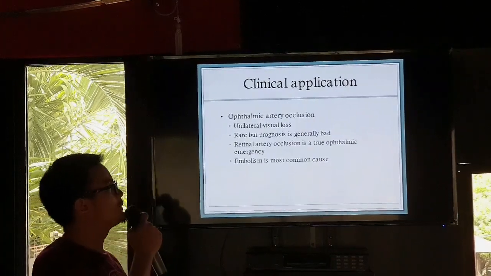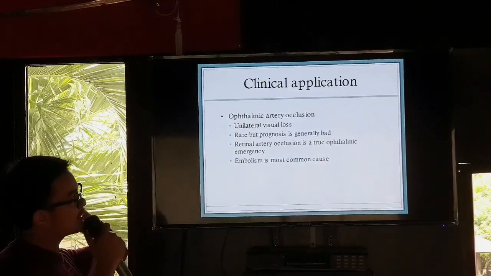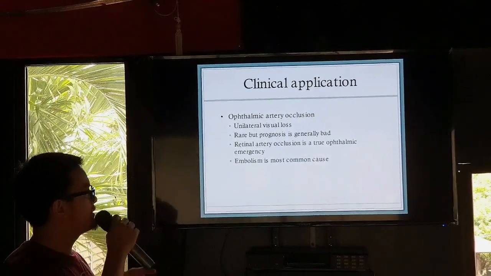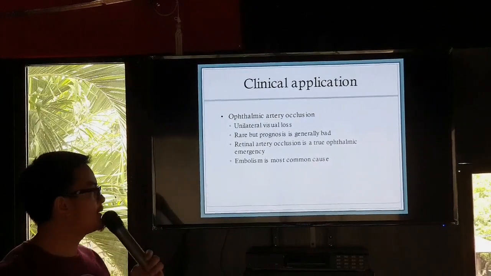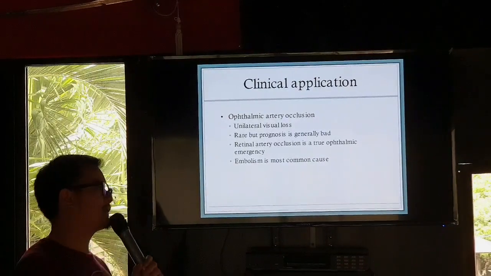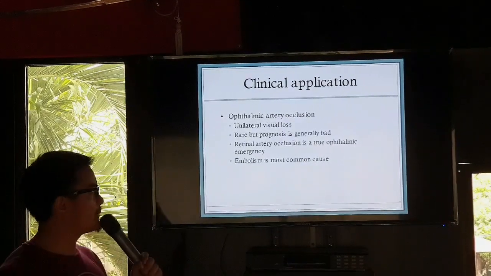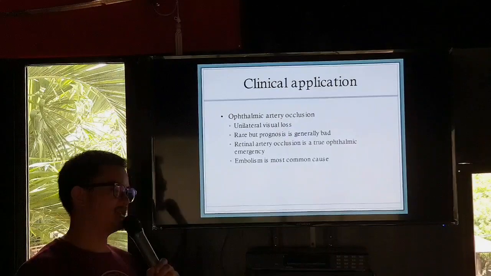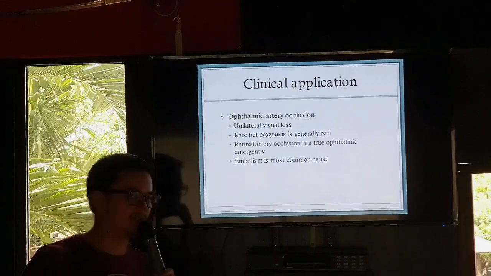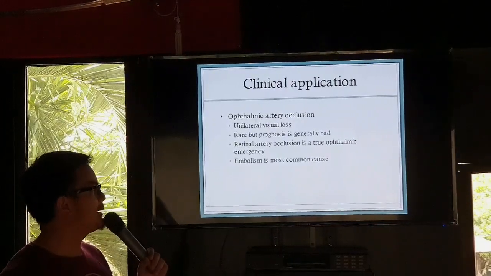Okay? So clinical application, although it is very rare, ophthalmic artery occlusion can occur. Usually, it causes unilateral visual loss. Okay? So this is rare, but prognosis is generally bad. As you can imagine, the ophthalmic artery gets blocked. You can have blindness. Retinal artery occlusion, which is a branch of the ophthalmic artery, is a true ophthalmic emergency. It's also otherwise known as CRAO, or central retinal artery occlusion, one of the only two true ophthalmic emergencies. And embolism is the most common cause.